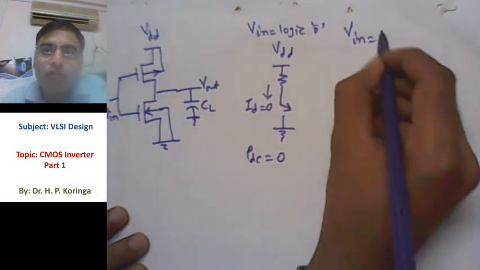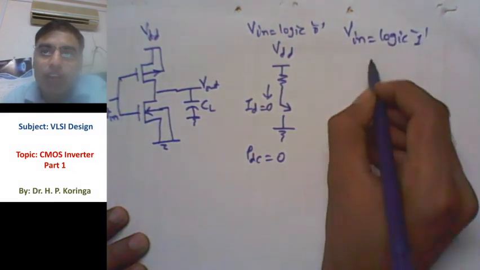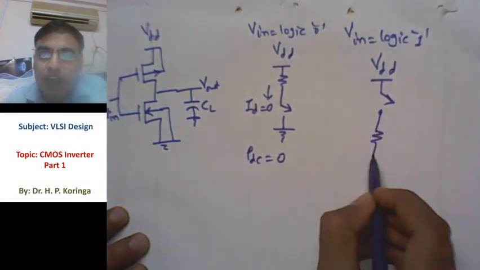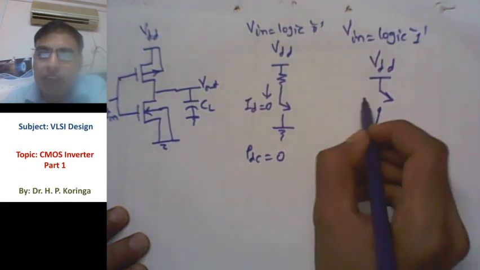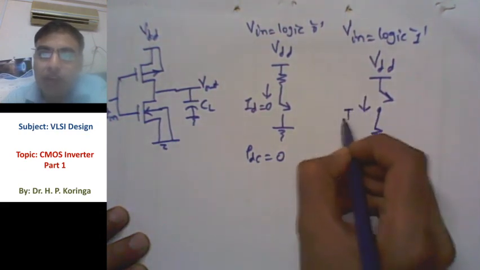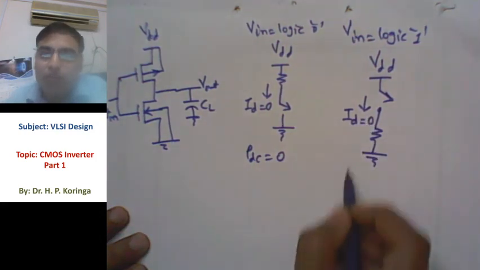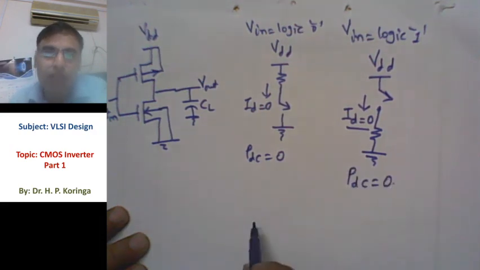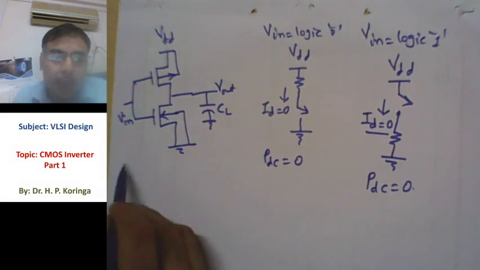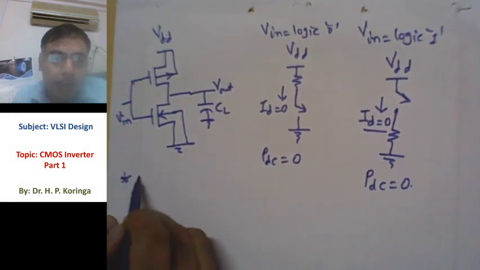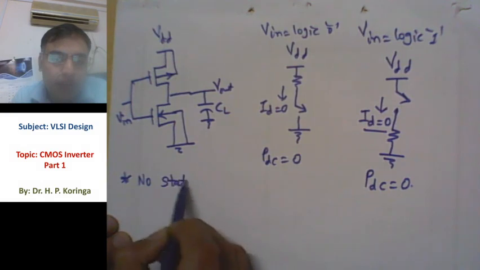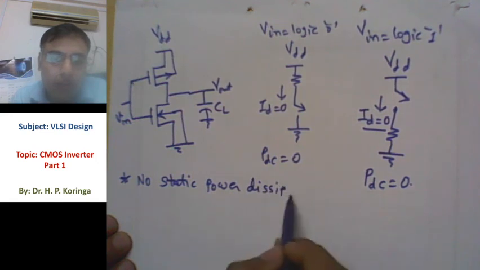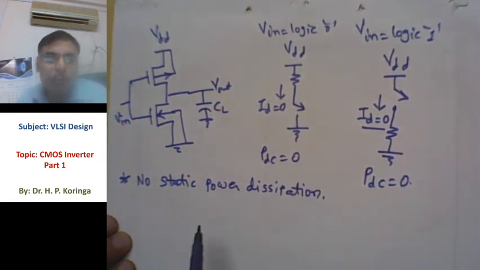Similarly, when input is equal to logic 1, the PMOS goes into cutoff and the NMOSFET operates in a conducting stage. In that case also VDD does not get a low resistive path to ground, so its ID current is 0. So in this case also there is no power dissipation. So another advantage of the CMOS inverter is no static power dissipation.